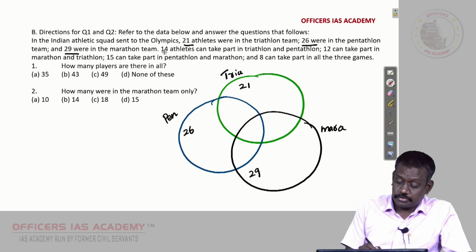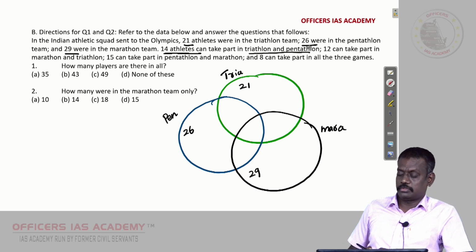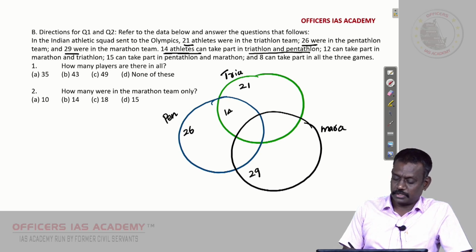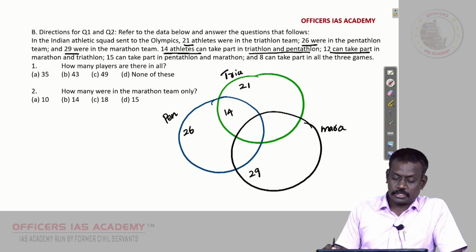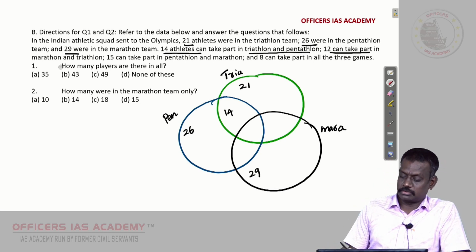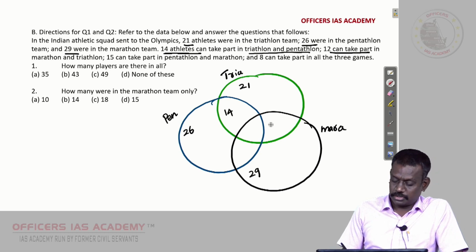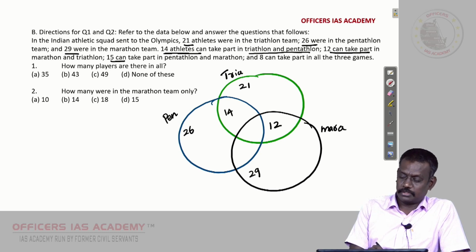And next it is given 14 athletes take part in triathlon and pentathlon. So you know that this is the area where the triathlon and pentathlon meet, so it is 14. And 12 can take part in marathon and triathlon, so it is 12 here. And 15 can take part in pentathlon and marathon, so pentathlon and marathon, it is 15.